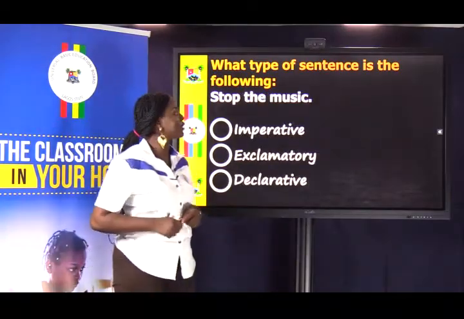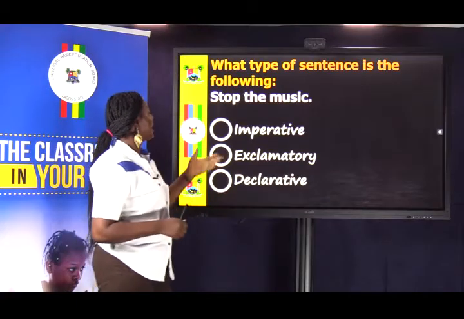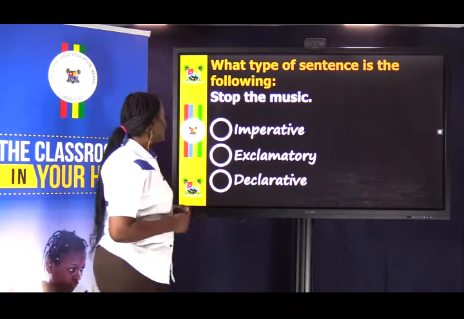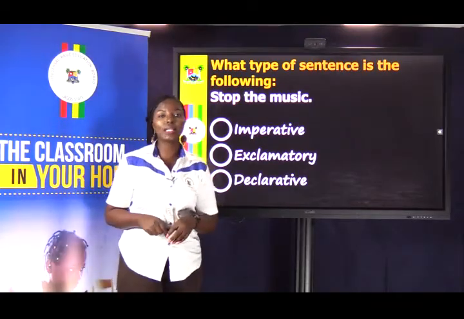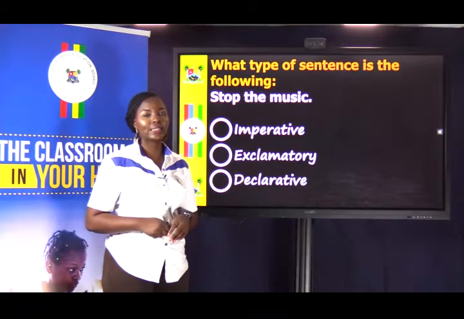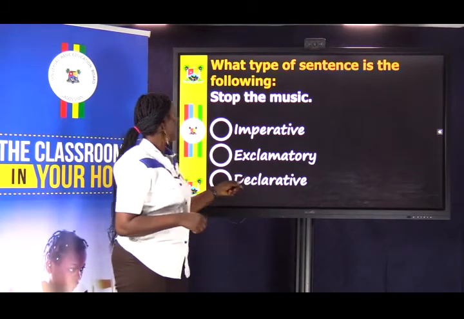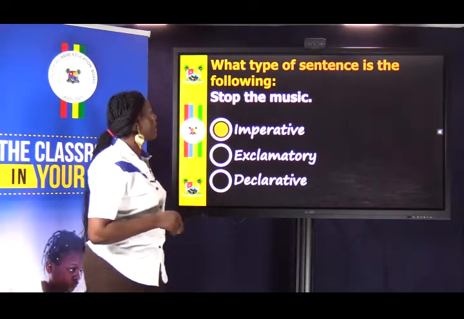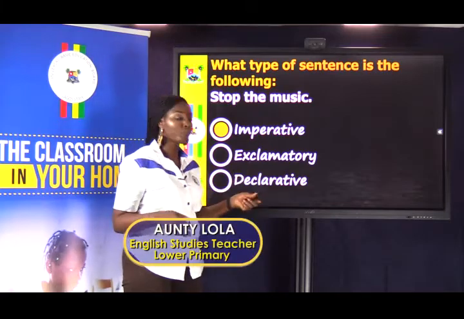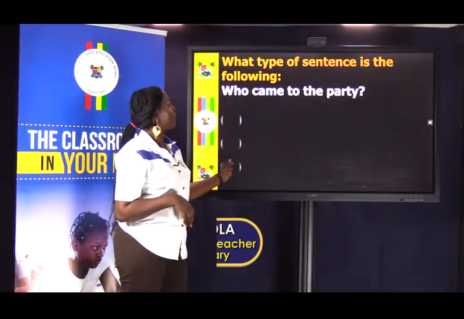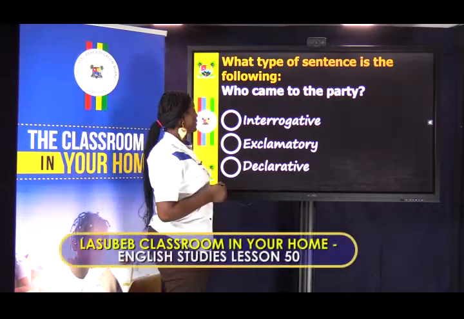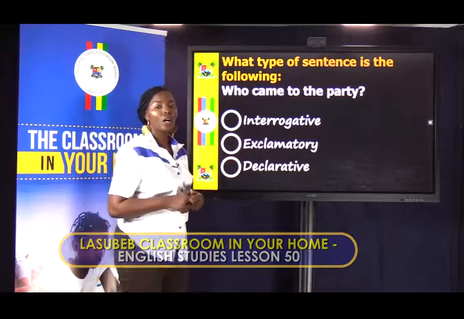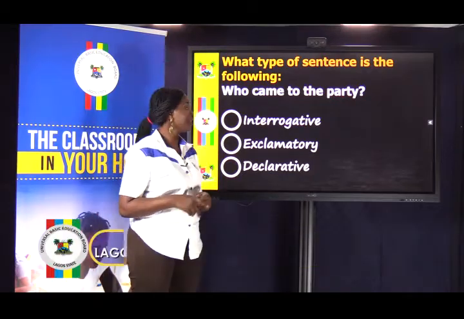Stop the music. So what type of sentence is this? A, imperative sentence. B, exclamatory sentence. C, declarative sentence. What type of sentence is that? Oh, you've chosen your answer. Is your answer imperative sentence? You're correct. It is an imperative sentence. Stop the music. Okay, who came to the party? A, interrogative sentence. B, exclamatory sentence. C, declarative sentence.